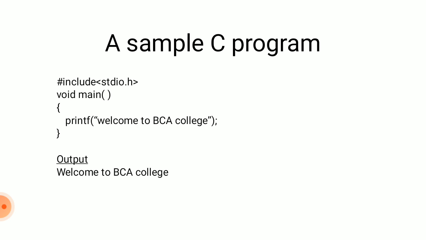As we know the basic structure of a C program, the very first statement starts with the header file. In the header file we write the preprocessor directives. Every preprocessor directive starts with a hash symbol. Hash include, in the angular brackets, I have written stdio.h. So, what is stdio.h? It includes standard input output files. Whatever input and output you are performing will be handled by this preprocessor directive.